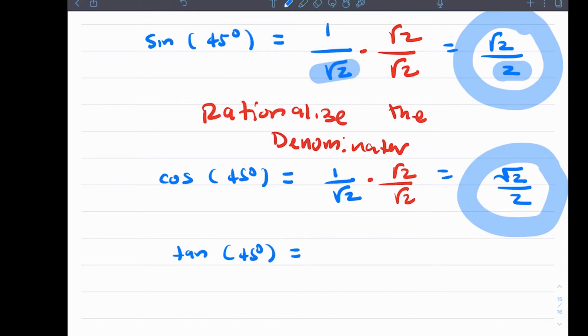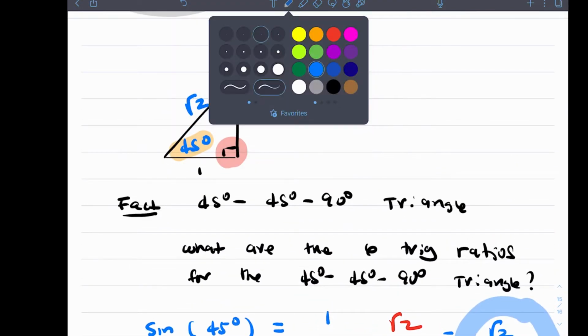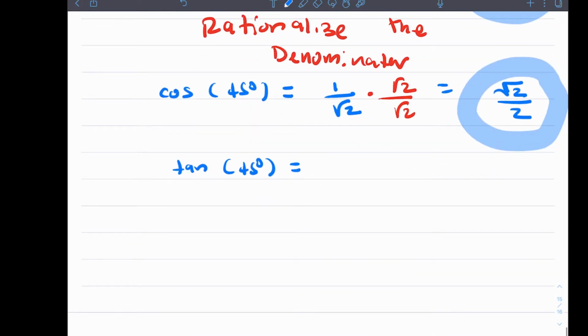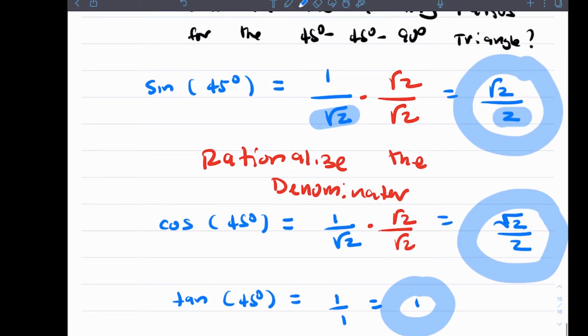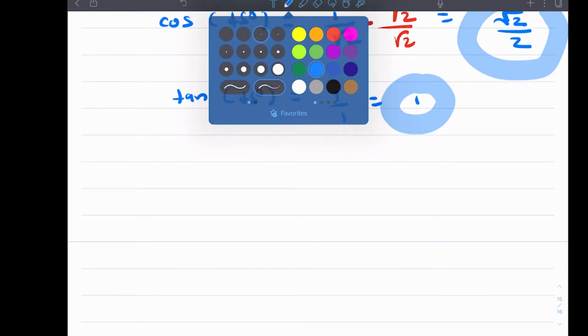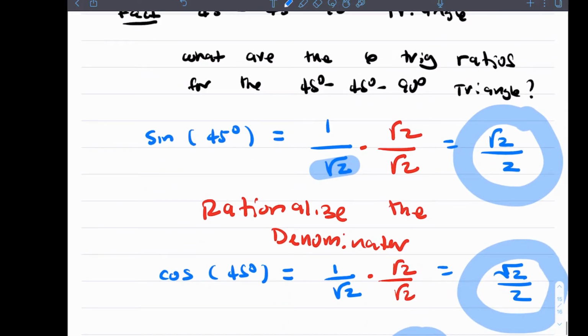What about tangent of 45 degrees, right? You say, okay, here's 45. What's the definition again? It's 1 over what? 1. Which is going to be 1. Okay, is that pretty simple, ladies and gentlemen? What do you guys think? Pretty simple? All right, now, that's only 3 ratios. What did they want? 6.